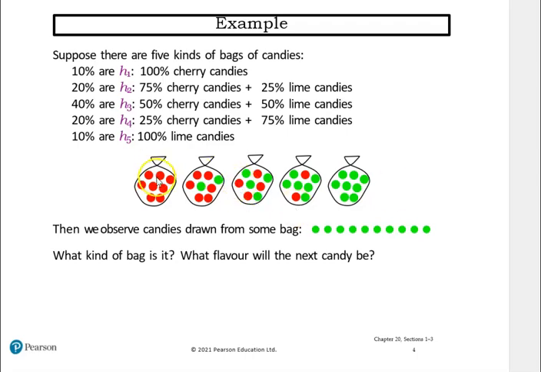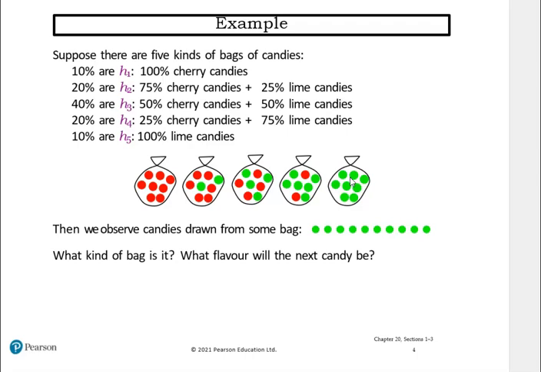So hypothesis number 1 here is 100% cherry. Hypothesis 2 is 75% cherry and 25% lime. Hypothesis 3 is 50-50 between cherry and lime. Hypothesis 4 has 25% cherry and 75% lime. And then finally, hypothesis 5 is 100% lime.